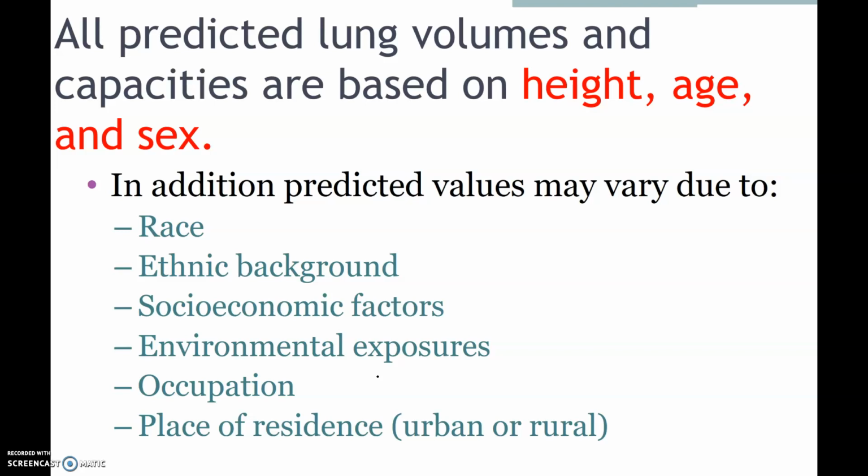There are some other ways predicted values can vary, and that can be from race, ethnic background, socioeconomic factors, environmental exposures, occupation, and place of residence, either urban or rural.